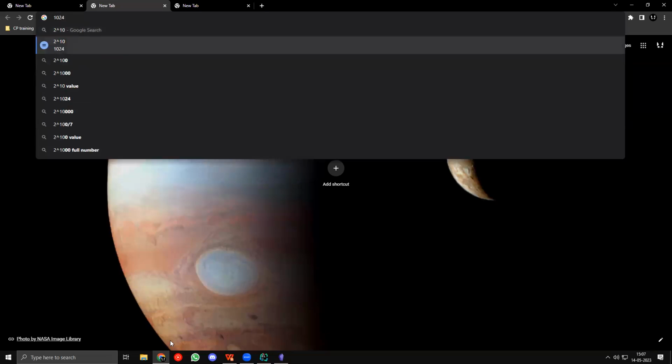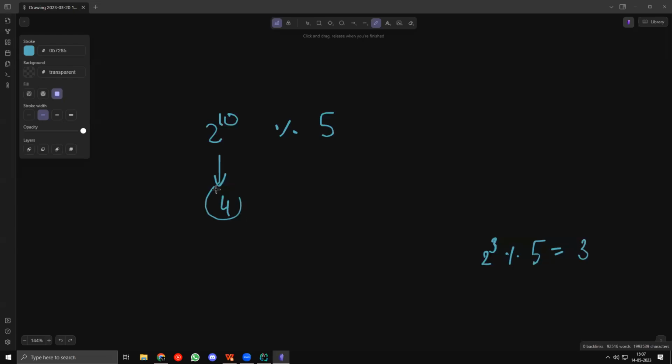Well, that's 1024. And if I take 1024 modulo 5, you can see that that is in fact 4. Right, so we did get the right answer. Okay, there you go. So I did make a small mistake, my bad.